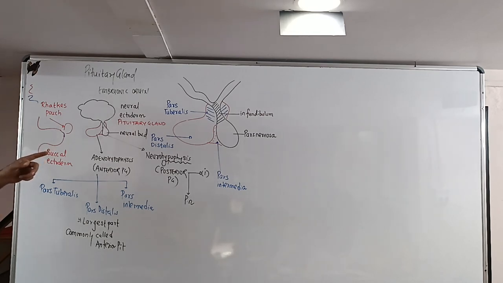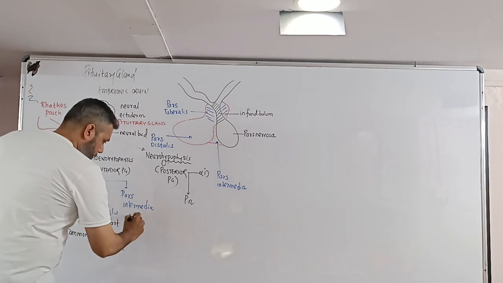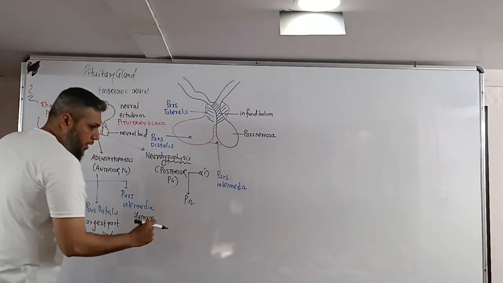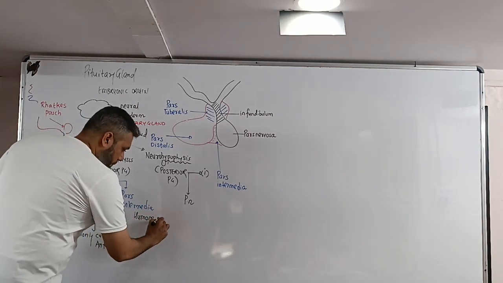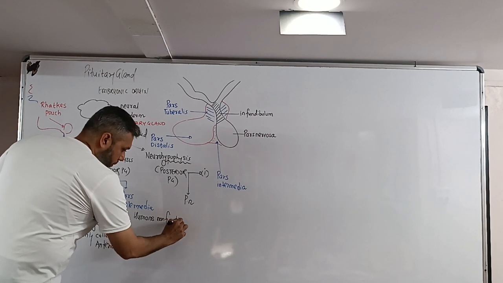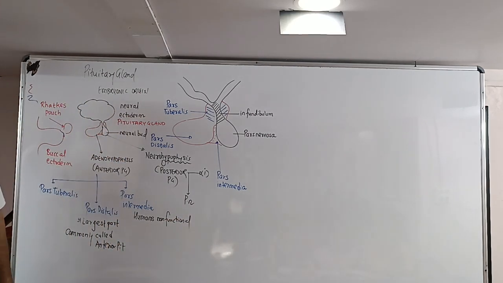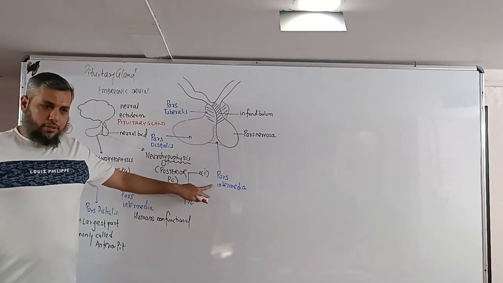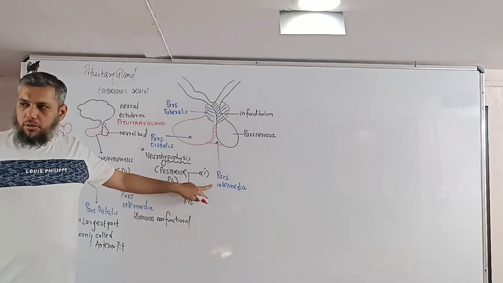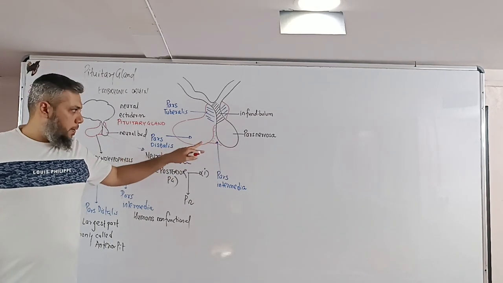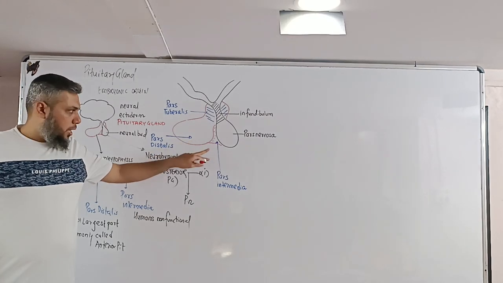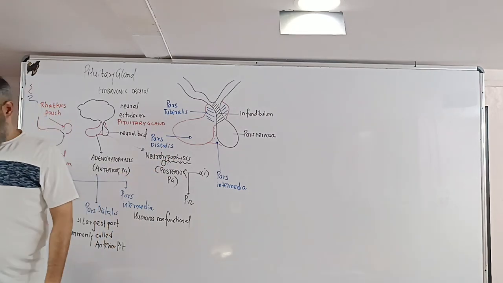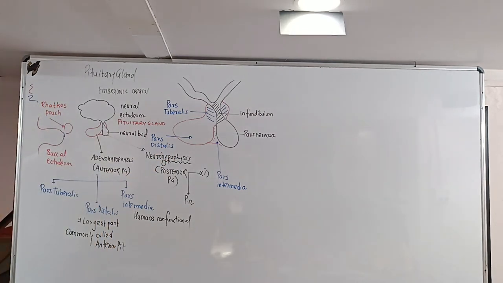The pars intermedia, in the case of adult humans, is like a cleft, a non-functional part. Okay? This pars intermedia is found in between the pars nervosa and the pars distalis. In the case of humans, it is non-functional.